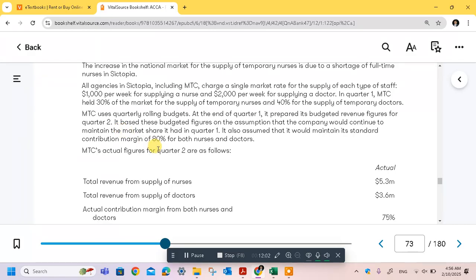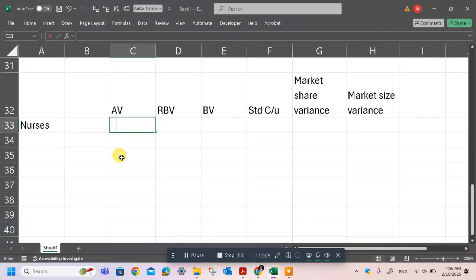MTC's actual figures for quarter 2 are as follows. Total revenue of supply is 5.3. Simple. Revenue is given, 5.3 million. Divide by 1,000. 5,300 head weeks. That means one nurse, 1 week working is counted as 1 unit. So 5,300 such units have been supplied.